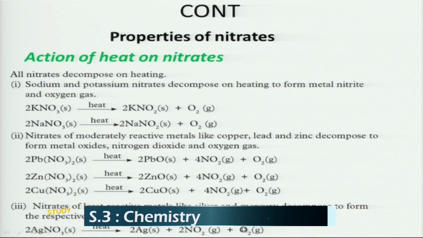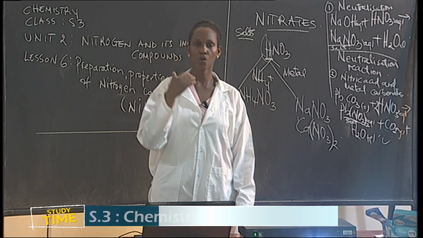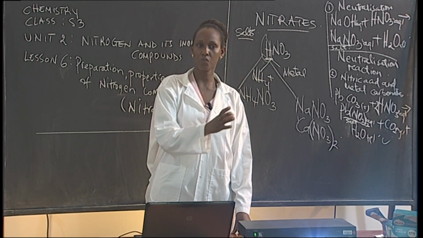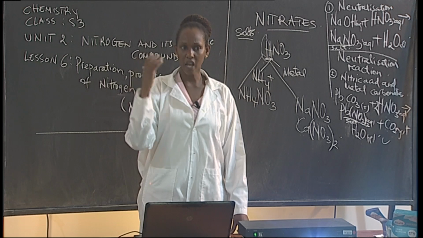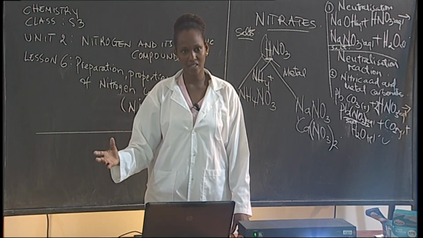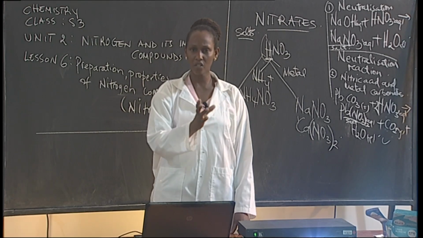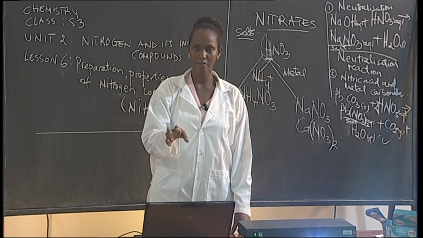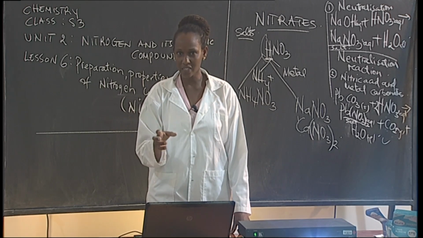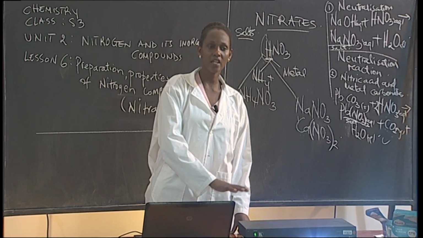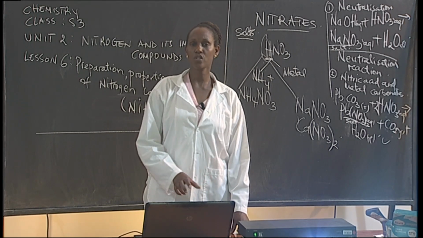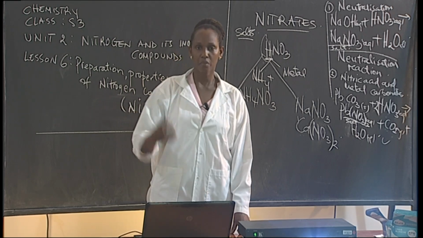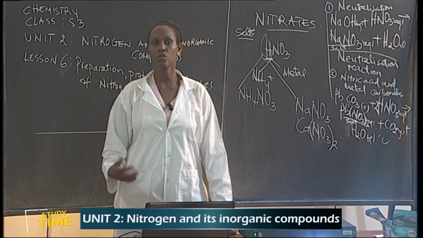So that's how nitrates undergo decomposition when you apply heat on them. The most reactive will produce their respective nitrite plus oxygen gas. The moderately reactive will produce their respective metal oxide, nitrogen dioxide plus oxygen gas. Then the least reactive metals will produce their respective metals plus nitrogen dioxide plus oxygen gas. That's how the action of heat on nitrates happens.